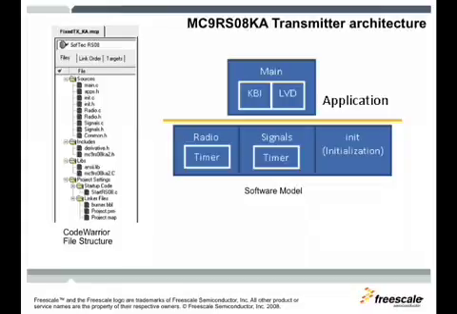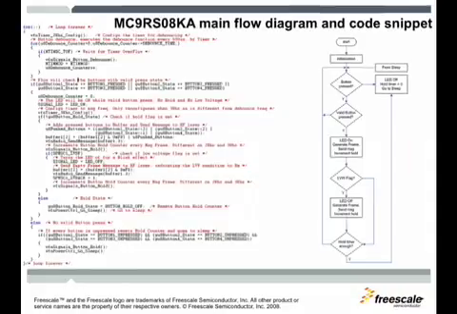The model consists of individual blocks that are used by the application. The different software components are organized in individual files visible in the file structure. The software was developed using CodeWarrior version 6.2. The main flow diagram and its code are shown in this slide.